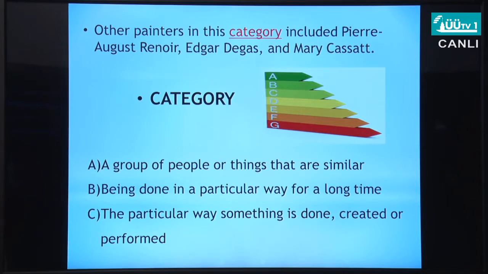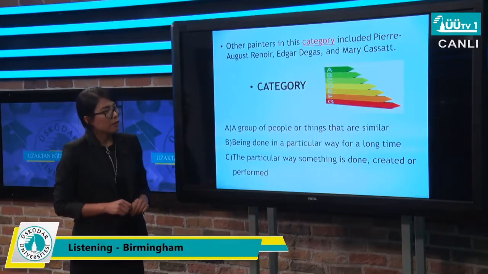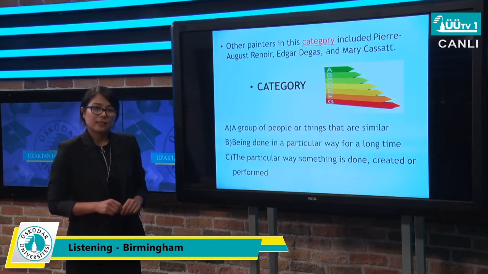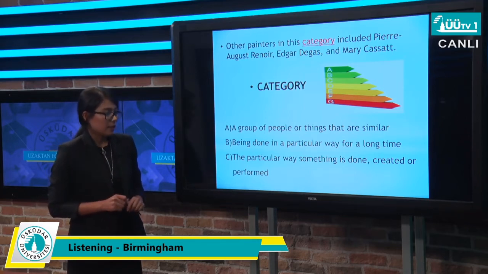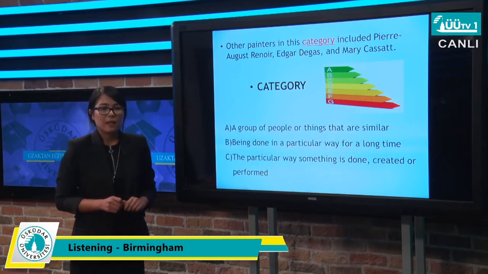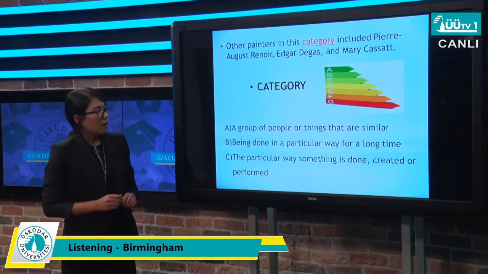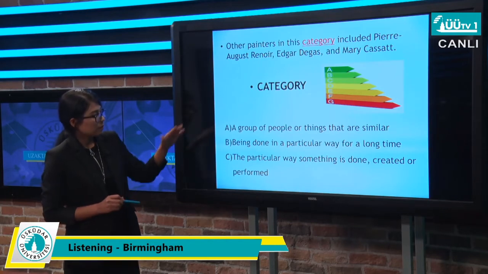It's a noun. Now let's read the options. A, a group of people or things that are similar. B, being done in a particular way for a long time. C, the particular way something is done, created, or performed. Yes, now how do we know which is the most suitable option from these three?